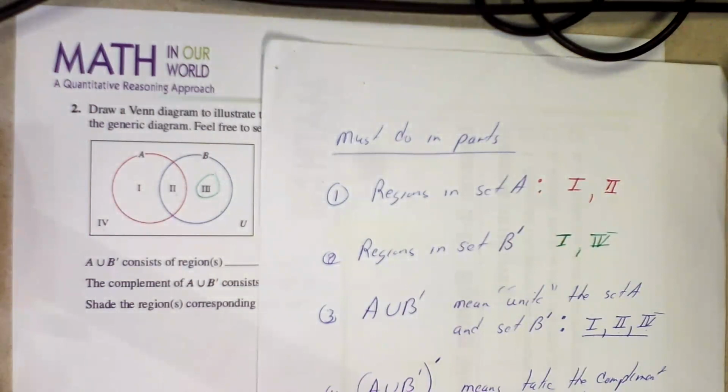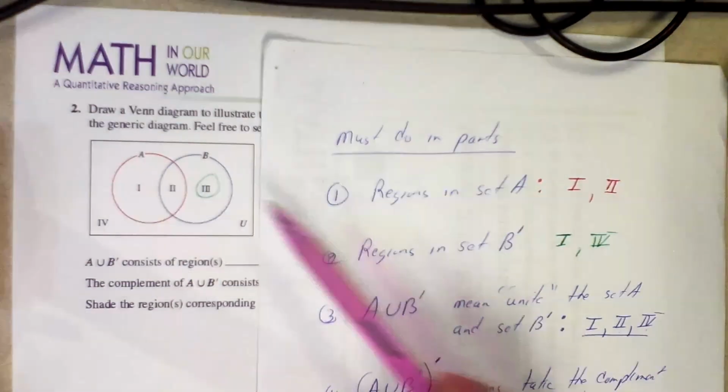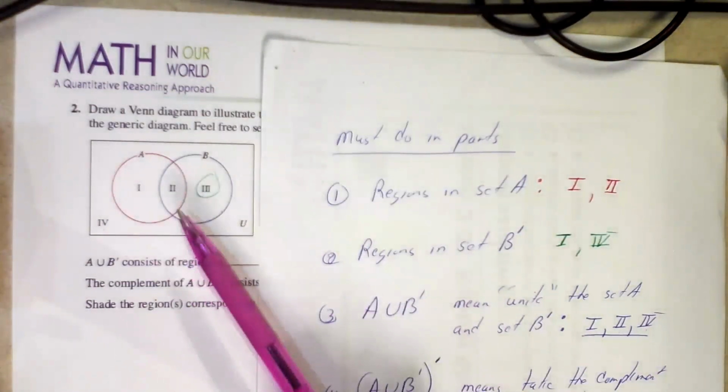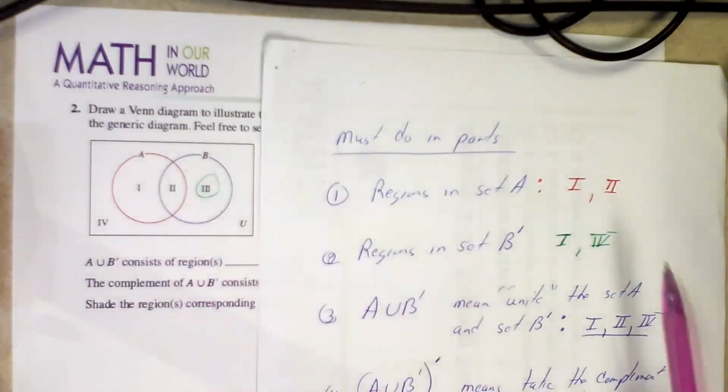Okay, so first, let's look at set A. Set A is the red circle. So the red circle, just the entire circle of the red, includes regions 1 and 2. So there they are, 1 and 2.